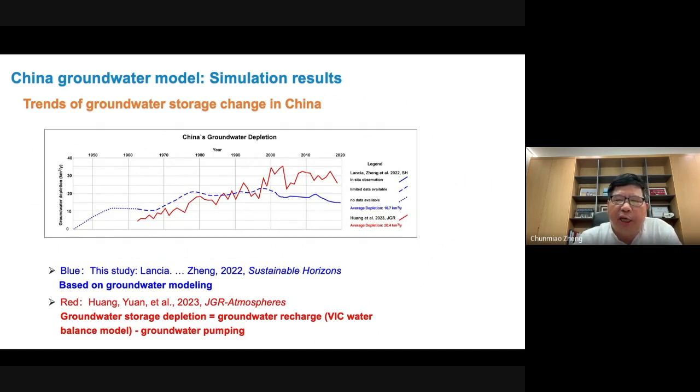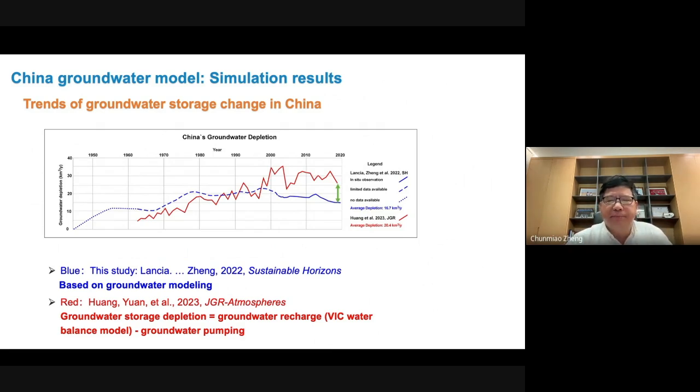And it's interesting, our result, the blue line, is quite significantly different from some other studies, like this red line, because that one is based on water balance without considering groundwater dynamics. So this is obviously a major implication. It's very significant because the red line is still showing increasing depletion. So the trend is very different.